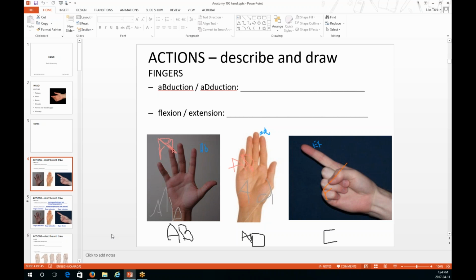Okay. Abduction, adduction, flexed, extended. Good. Looking good. Check marks for everybody. Very good. Okay.